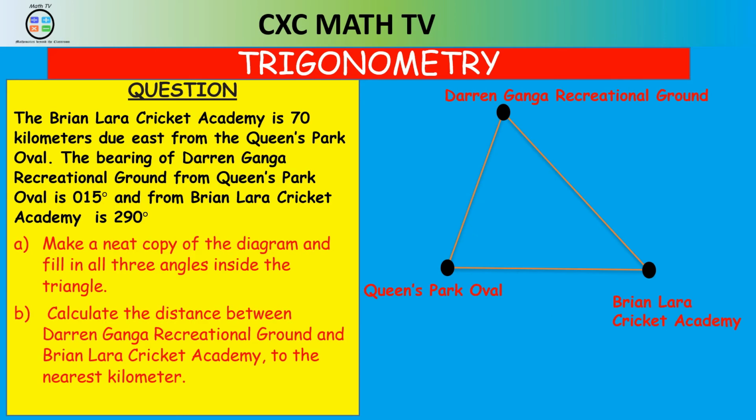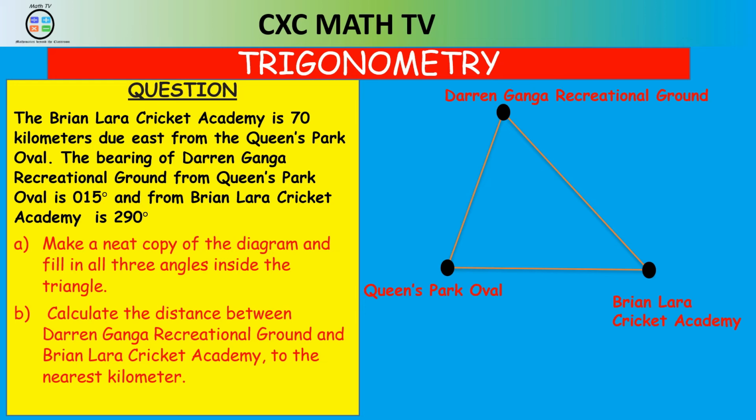Alright, so let's look at one more question right here. This question says the Brian Lara Cricket Academy is 70 kilometers due east from the Queen's Park Oval. The bearing of the Darren Ganga Recreational Ground from Queen's Park Oval is 15 degrees and from Brian Lara Cricket Academy is 290 degrees. So on this copy right here, we need to fill out the angles in the triangle, and then we need to calculate the distance between the Darren Ganga Recreational Ground and the Brian Lara Cricket Academy to the nearest kilometer.